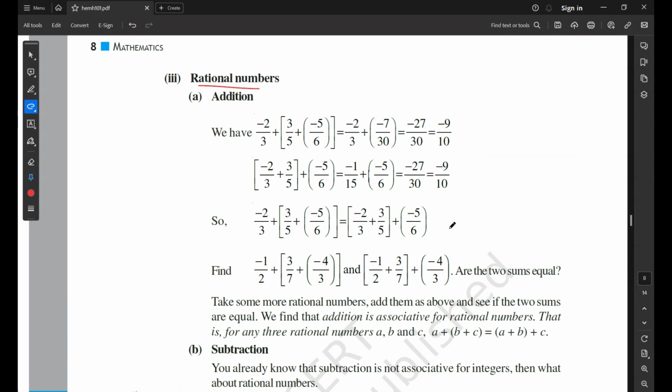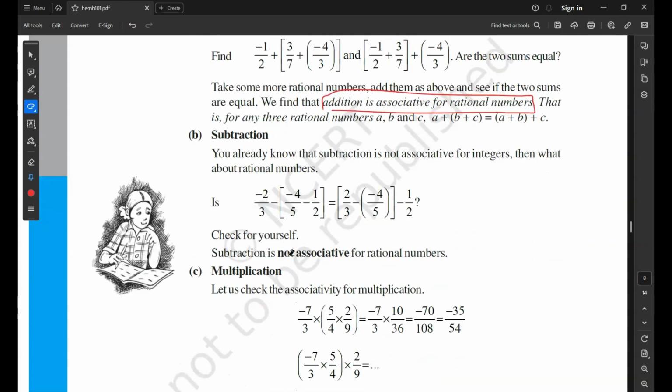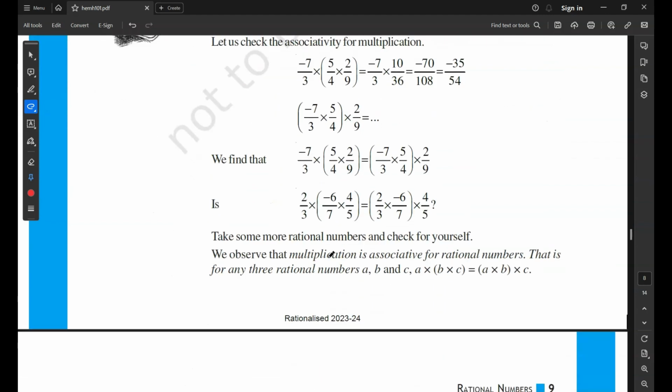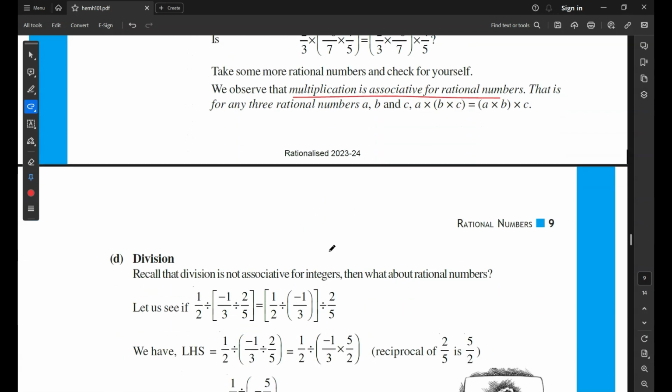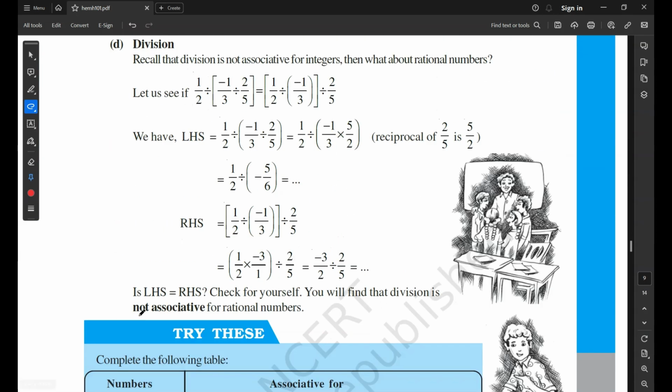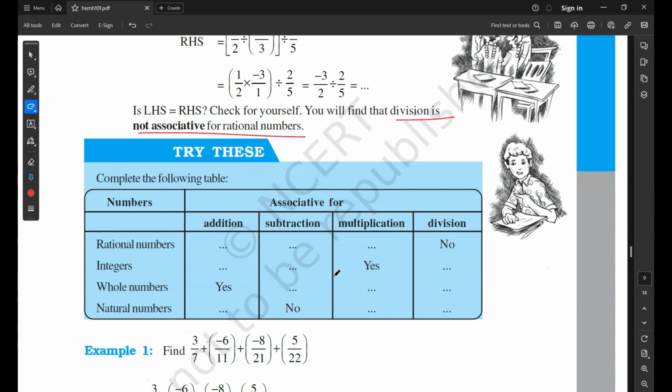And for rational numbers, addition is associative. For subtraction it is not associative. Multiplication is associative for any rational number. And division is not associative. Okay, this is how you find the associative property for addition, subtraction, multiplication, as well as division.